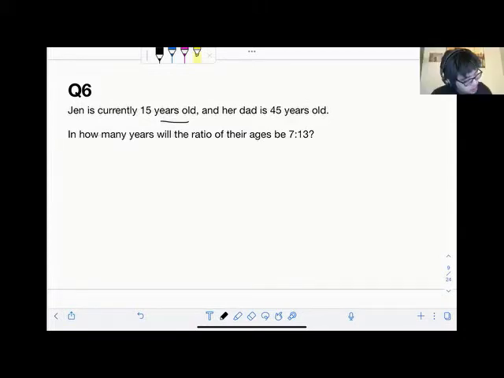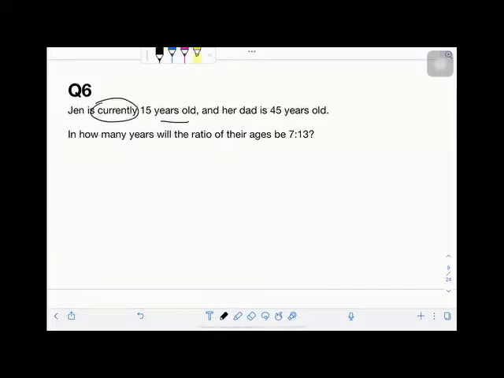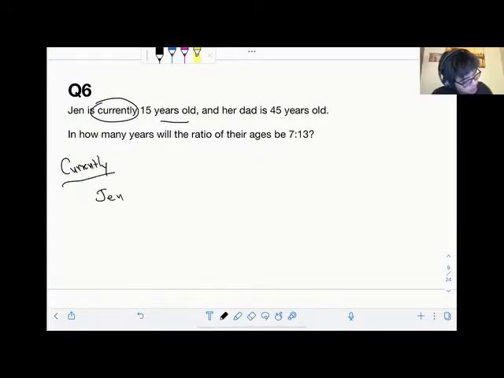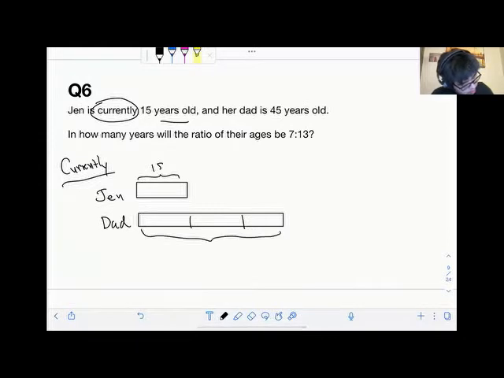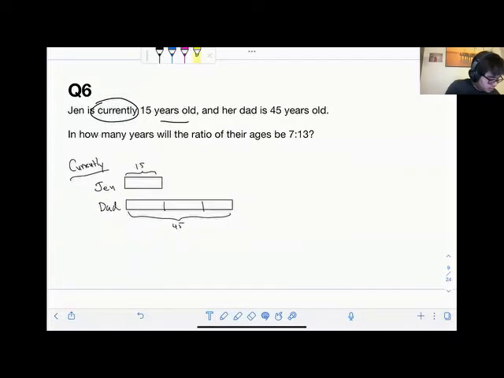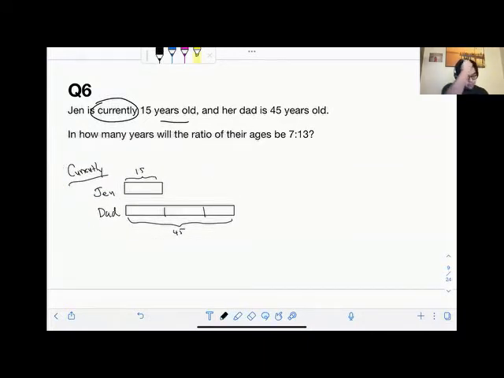Tama po ba? So sabi po natin, yung factors po natin, so currently, Jen at saka si dad, 1:3 yung ages nila. 15:45. Okay. Ano po yung susunod? So magiging 7:13. Wait lang po.